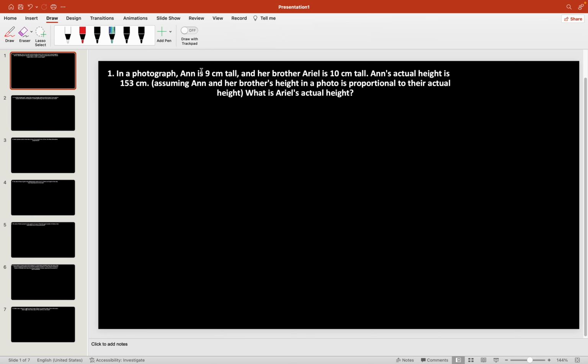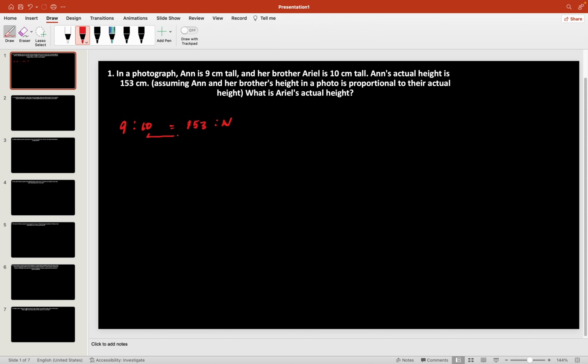So, in here, meron tayong ratio dito na 9 for Anne and then 10 for Ariel. So, we will use 9 is to 10 is equals to yung first natin dito, which is 9 for Anne and then 10 for Ariel. So sabi dito, Anne's actual height is 153. So dito sa dalawa, yung kay Anne is for the 9. So mauuna, yung first term natin gagawin natin is 153 and then is to yung actual height ni Ariel, which is the one that is missing, which is n.